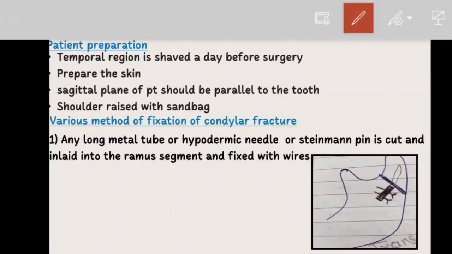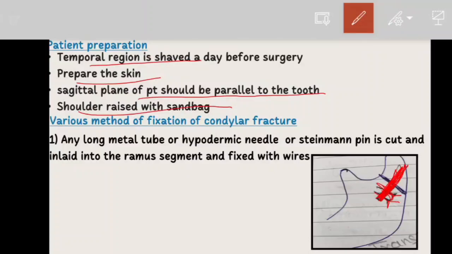Now patient preparation. Before the surgery, shave the temporal region, then skin preparation. The sagittal plane of the patient should be parallel to the floor, the patient's hand positioned properly, and the shoulder raised with a sandbag. You can see the diagram, fixation using a metal pin and wire. This is the metal pin and wire, and this one is the sutures we have done. These are the various methods of fixation of the condylar fracture.